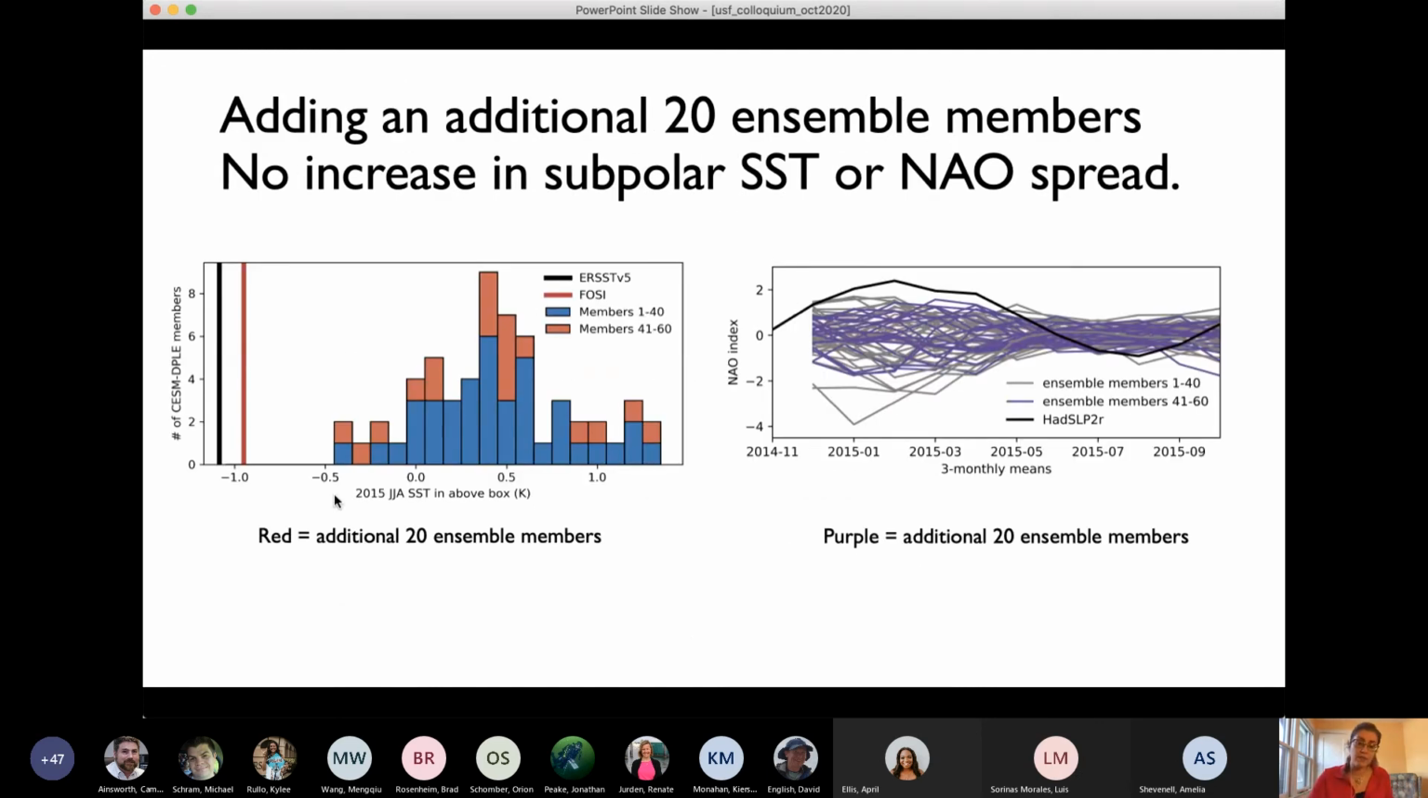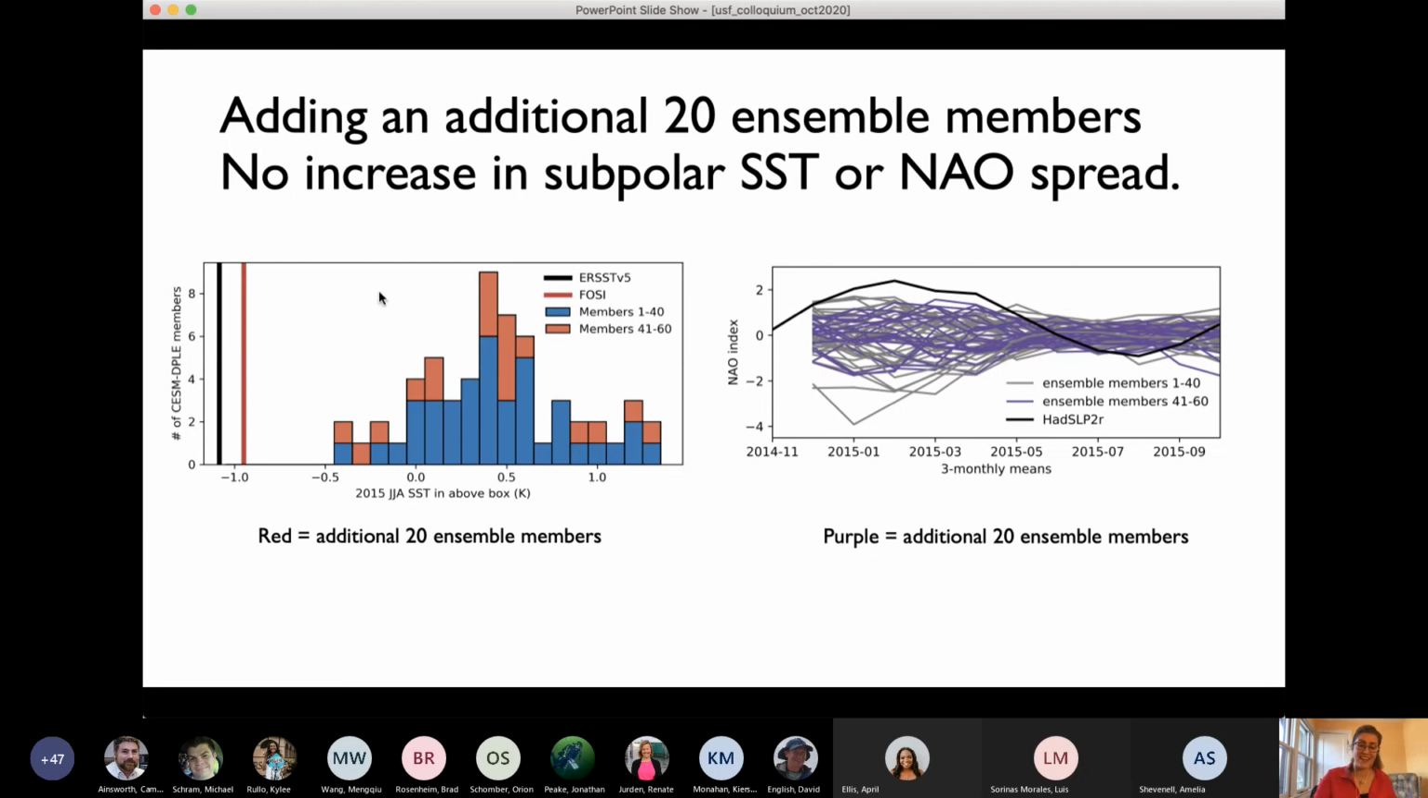The red are a 20-member addition to this ensemble in this one initialization from 2014. You can see that we've added a couple of negative ensemble members, but none were as negative as the observations. And then the purple lines here are the additional 20 ensemble members. You have no additional ensemble members that get you an atmospheric state any more positive than what already occurred.